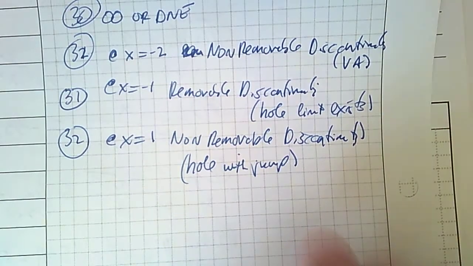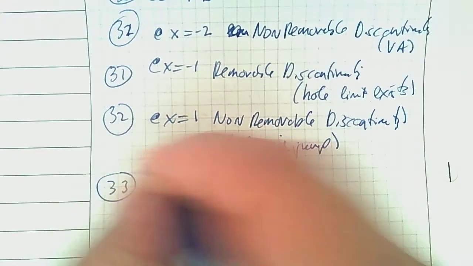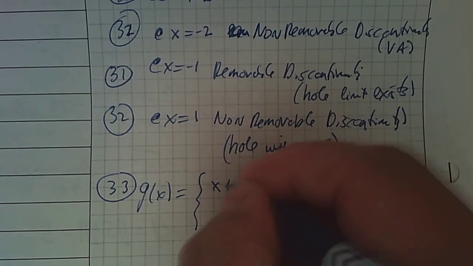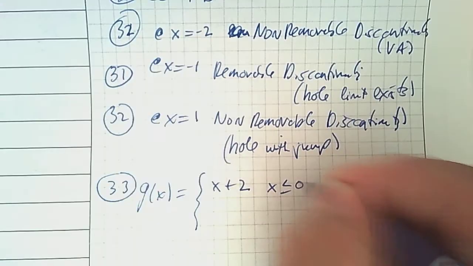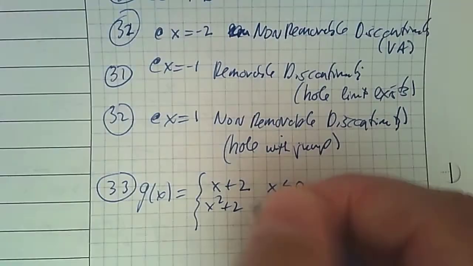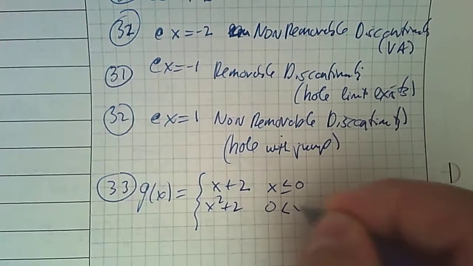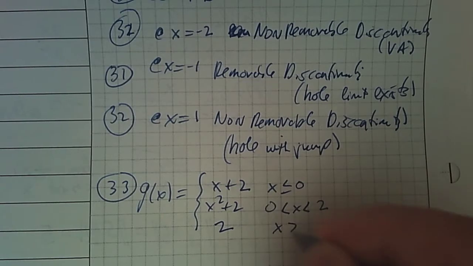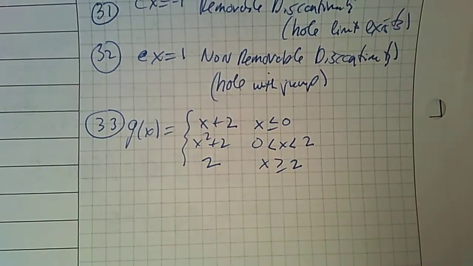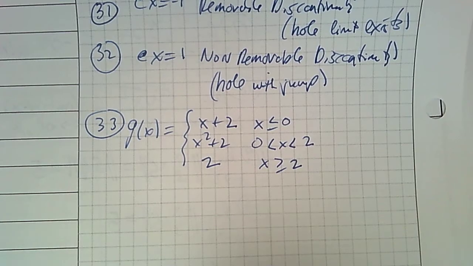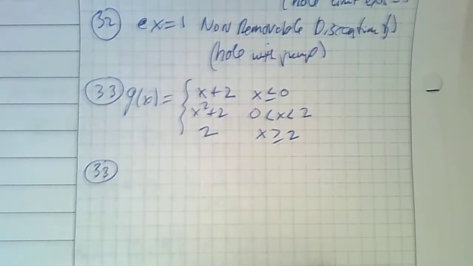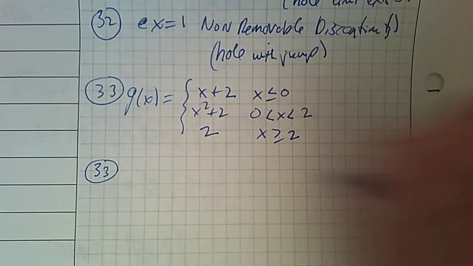All right, 33. In 33, you're given a function. It's piecewise. So we have x plus 2. It's valid when x is less than or equal to 0, x squared plus 2. And that's valid between 0 and 2. And then just 2. So the answer is always 2 when x is bigger than or equal to 2. Okay. Now let's answer the questions. So the first one is, can you sketch that? So that's number 33. So let's do that. I know you can do it, and together we'll do it.